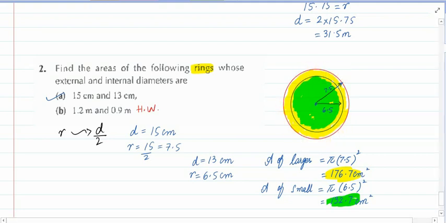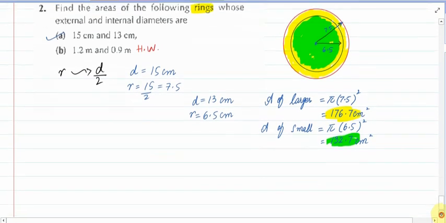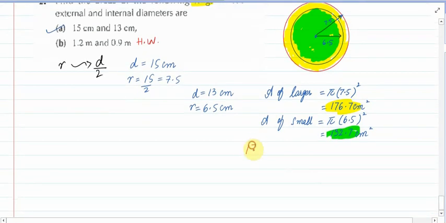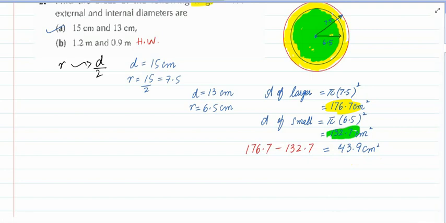So what you are going to do is subtract 176.7 minus 132.7, right? You are going to subtract these two areas, so it will be 43.9 centimeter square. That is the area of the shaded part, right? And if we round it off, it will be 44 centimeter square.